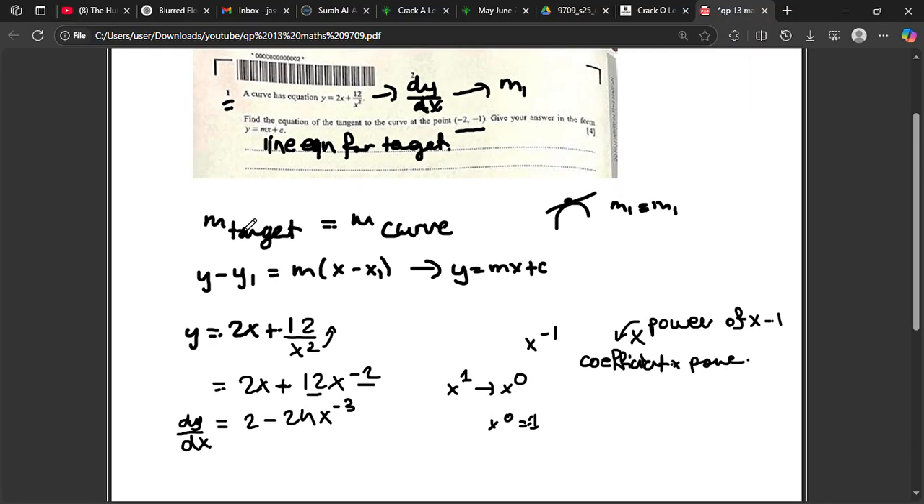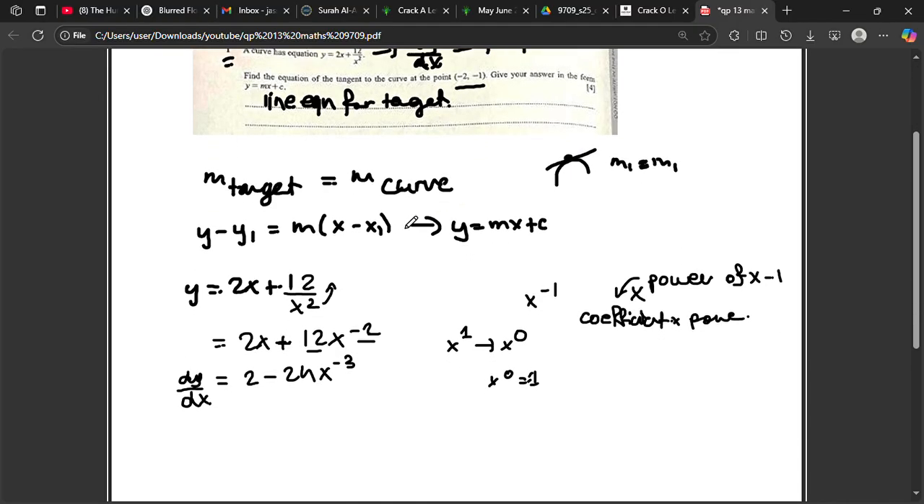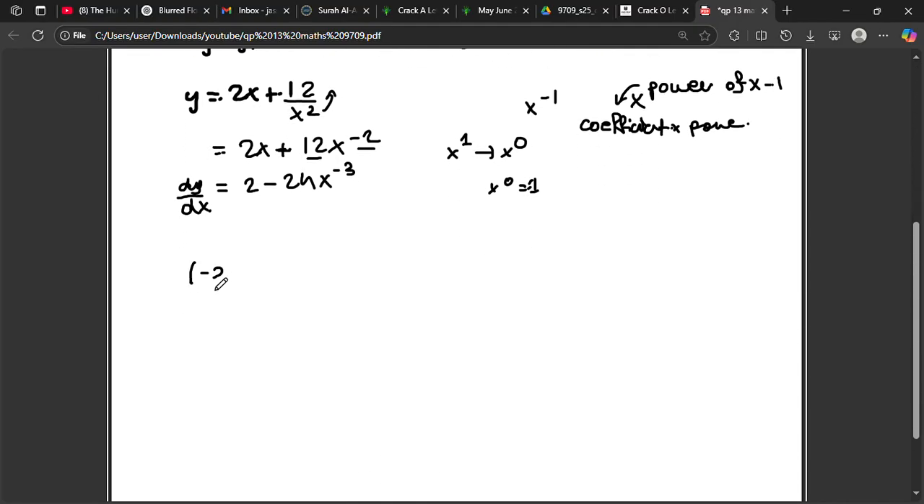Now what we can do is plug in the x value that they gave us. The coordinates that they gave us are -2, -1, so this is the x value. We can plug in the x value here and find the gradient of the curve at that point, which is 2 minus 24 brackets -2 to the power of -3. Now we can plug this in, and the answer is 5. So the gradient of the curve at that point is 5.